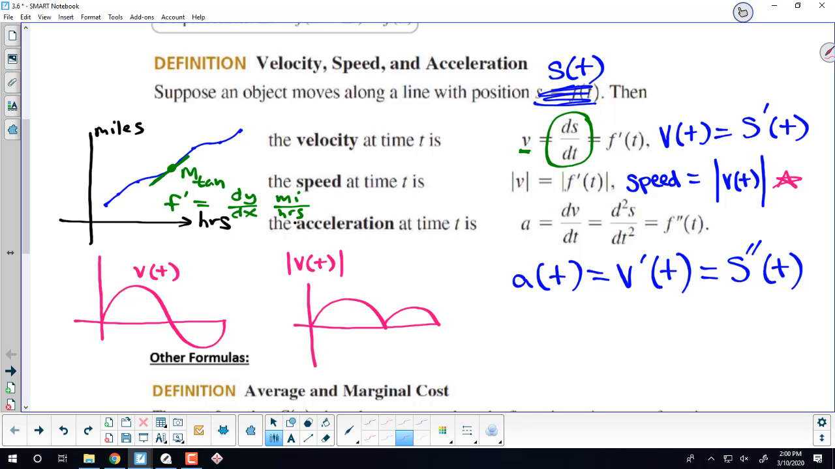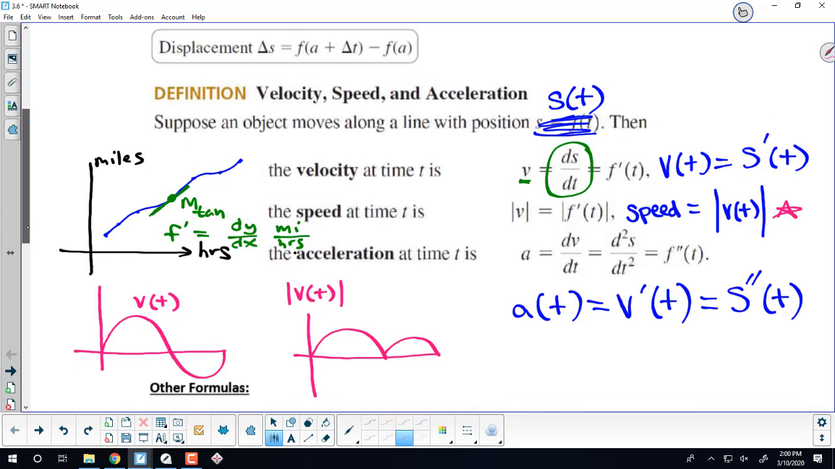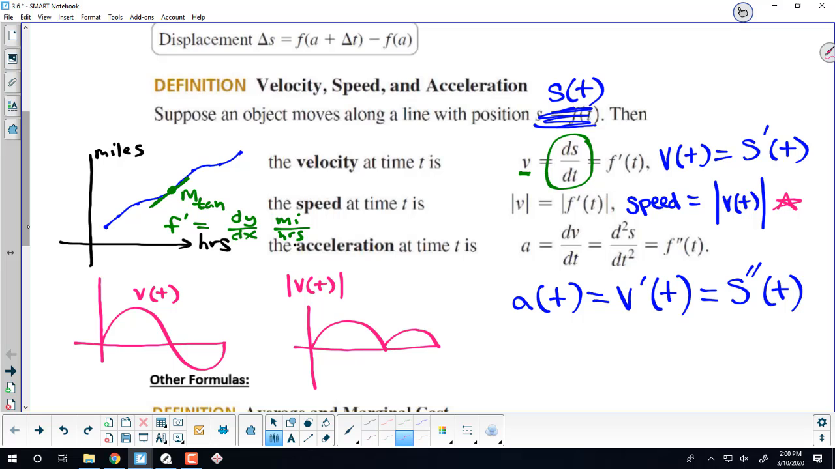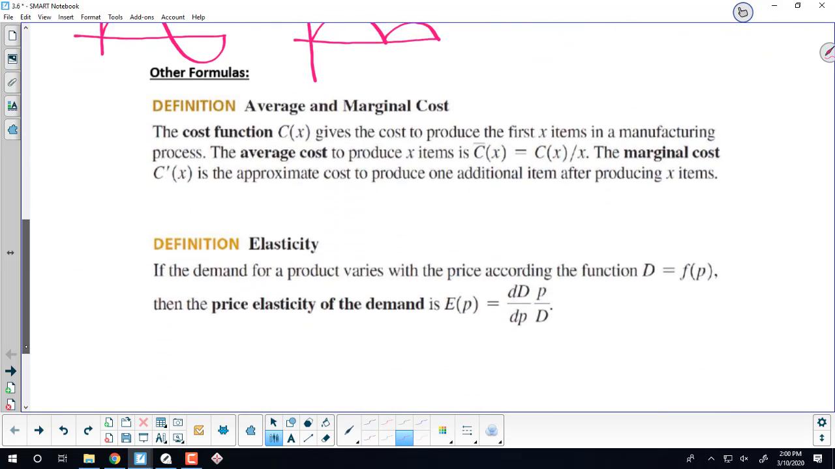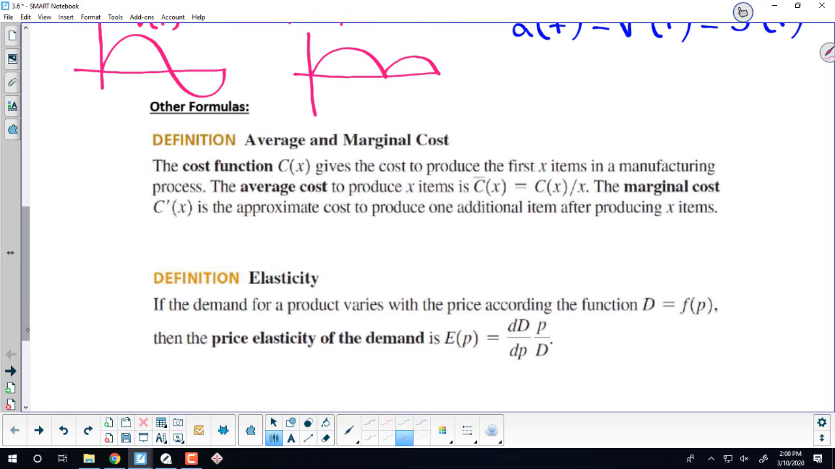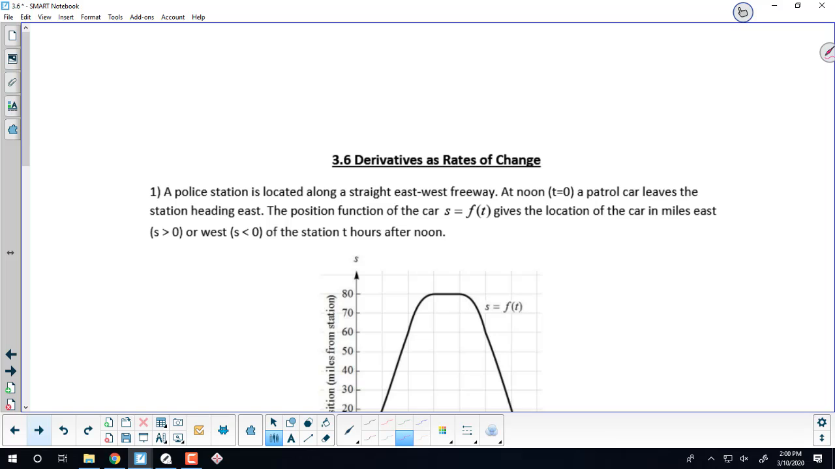Some of these other formulas we don't really deal with. We're primarily focusing on velocity, speed, and acceleration. But there are countless other applications. Here are two. We can find average and marginal cost, something you would see in a business calculus class. Elasticity, something you would see in an economics class. You can look at the back of this section to see other applications of derivatives. Basically any quantity you can think of, there's an application of the derivative to it, whether it's temperature or heat or whatever.